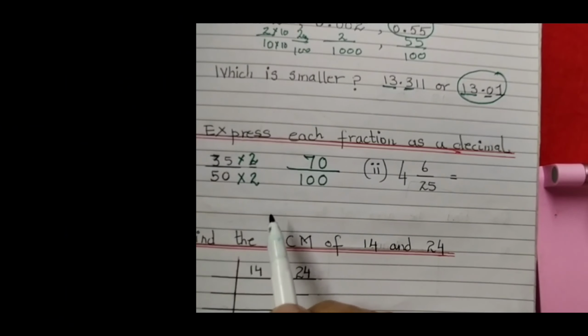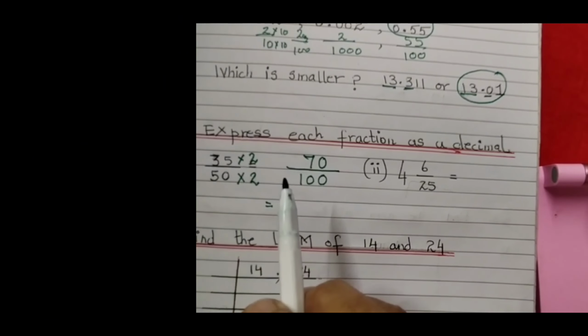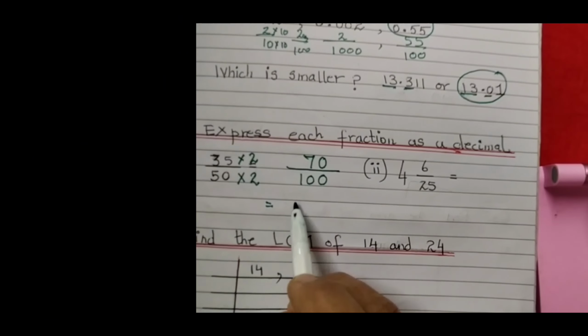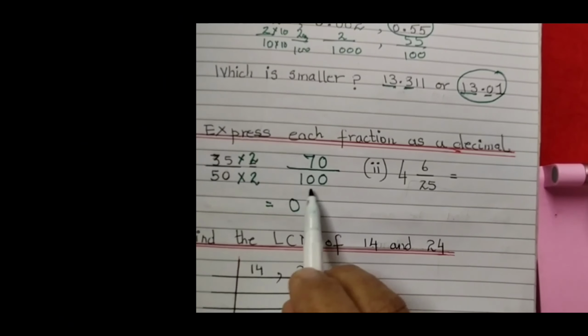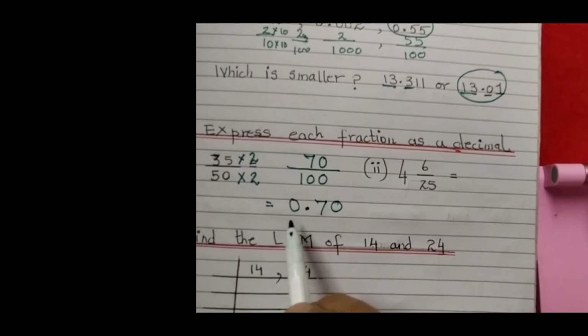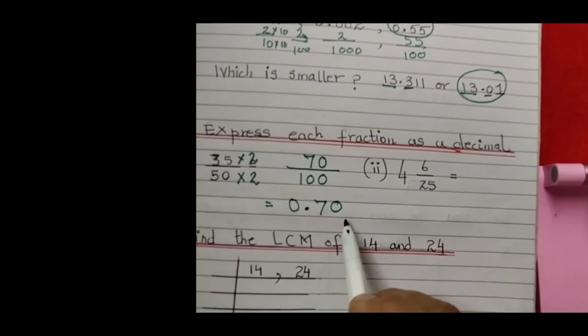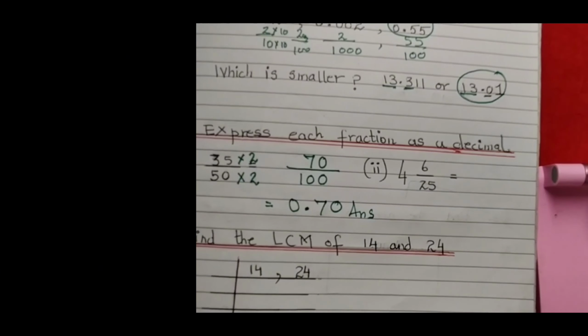So when you are asked to convert this as a decimal, it is so simple. Put an equal sign. Is there any whole number here? No, there isn't. So you're going to write down a 0 instead of a whole number. Point. It's standing on 100, so it's 70. 0.70 is the answer when you're converting this fraction into a decimal.